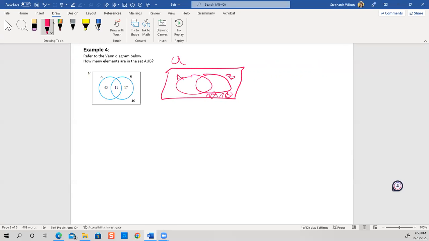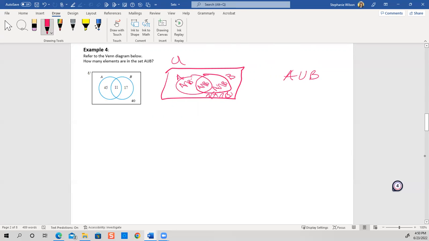There we go. Okay, so this here is going to be A intersects B prime. This here is going to be A prime intersects B. And this here is going to be A intersects B. Okay, so now we're set. But the question asks us, what is A union B? So let's solve for it.